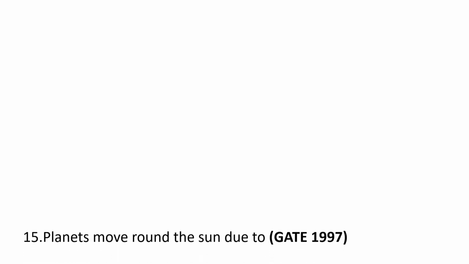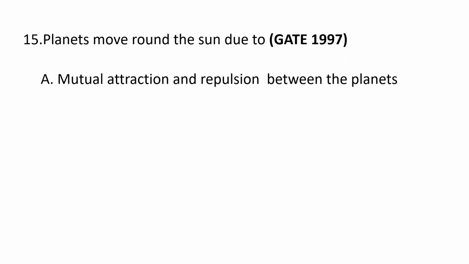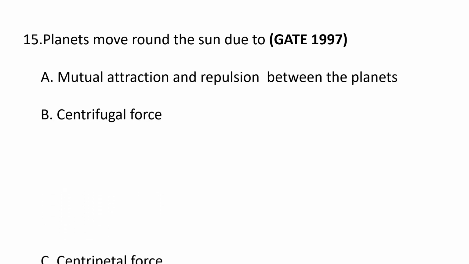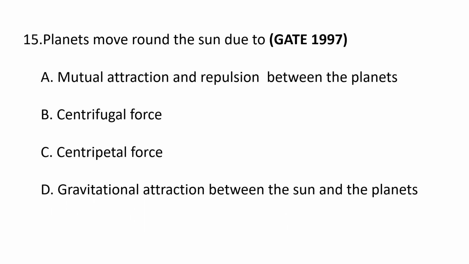Next question. Planets move around the sun due to A. Mutual attraction and repulsion between the planets, B. Centrifugal force, C. Centripetal force, D. Gravitational attraction between the sun and the planets. So planets move around the sun due to centripetal force. A planet moves around the sun in a circular path, on which the gravitational force of attraction on the planet by the sun provides the necessary centripetal force. The centripetal force is always directed towards the center of the sun at each point of its path, which is responsible for the circular motion of the planet. So planets move around the sun due to centripetal force. C is the correct option.